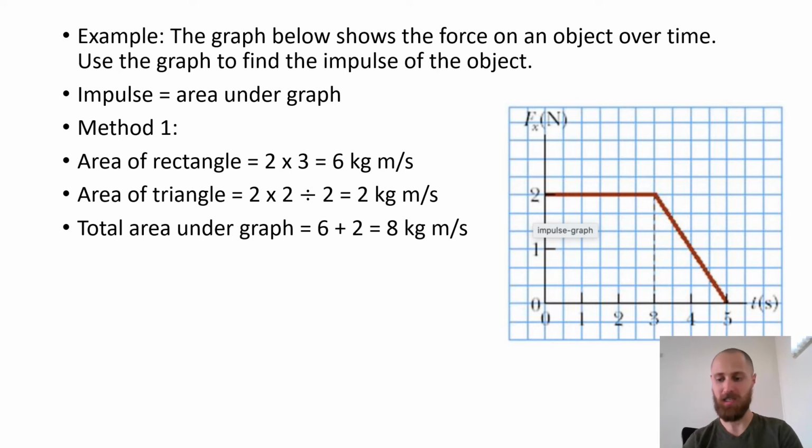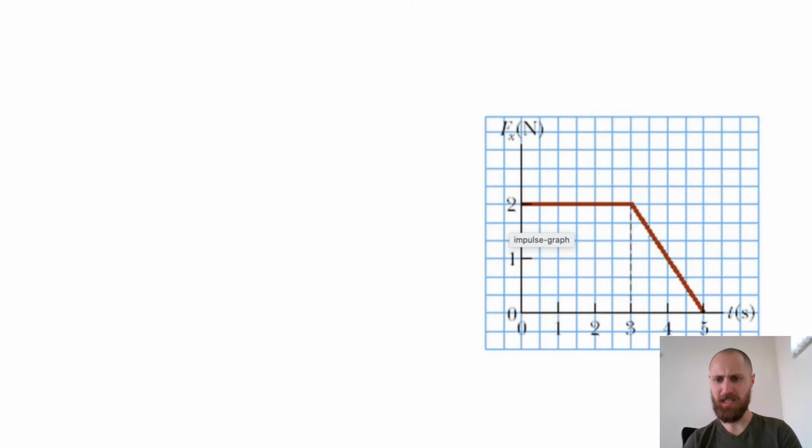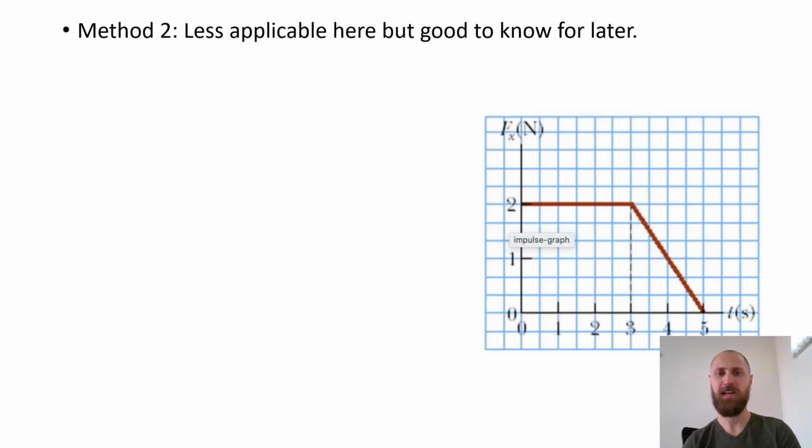That's just the easiest way to go about doing it with a question like that. Now, method 2, for the same graph. It's less applicable here because you've got a nice rectangle and a nice triangle shape, but this is going to be something you're going to need to be good at in Year 12 physics, so we'll use this as a chance to practice it.